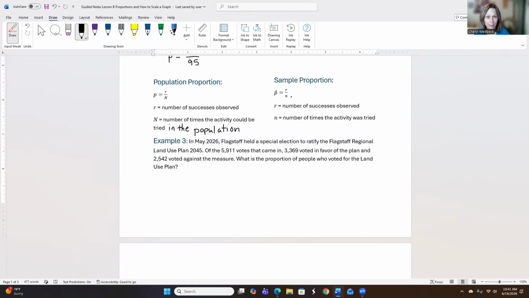If they want to talk about sample proportion, we use the symbol lowercase p with an arrow over it. We call that P hat. And once again, that's R, the number of successes observed, over lowercase n this time, which is the total number of times the activity was tried, and this would be in the sample.